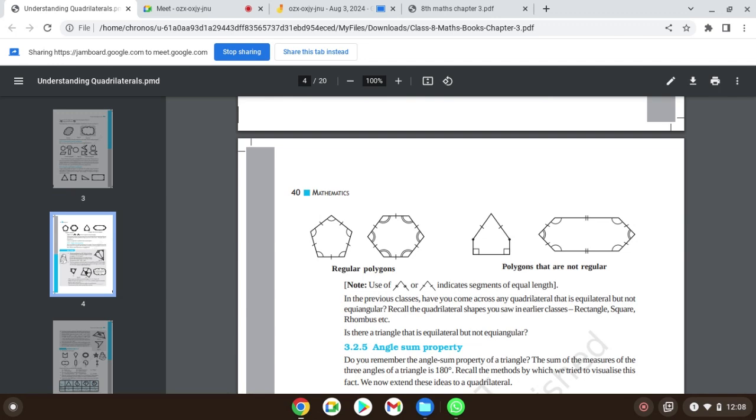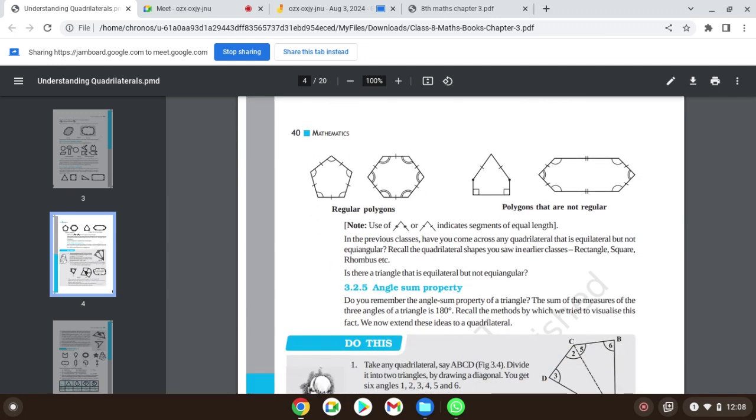Now this is the question. Is there a triangle that is equilateral but not equiangular? Why? Why is a triangle equilateral but not equiangular?